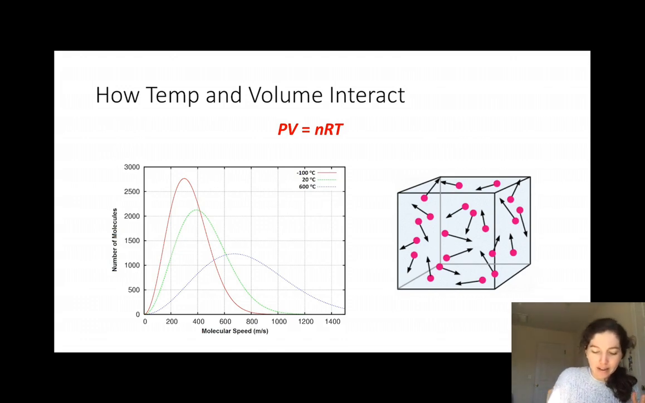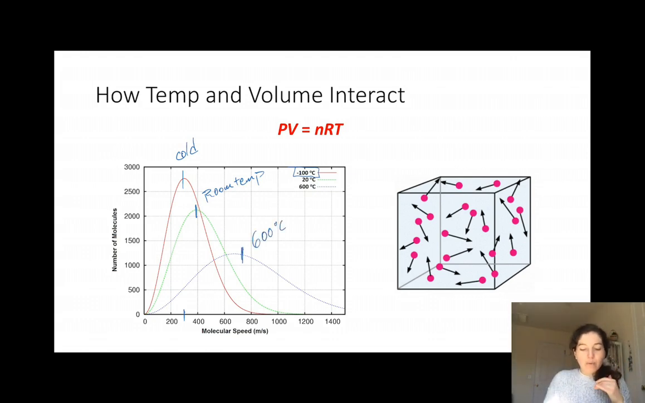And we can see that here in this diagram. At this temperature, this is really cold. We're seeing this is our molecular speed. As it gets to room temperature, this is our average molecular speed. It's going up. And as we get here to 600 Celsius, that's quite hot, we've got a much higher average molecular speed. So here, here, and here. So it's getting faster and faster and faster as we heat things up.